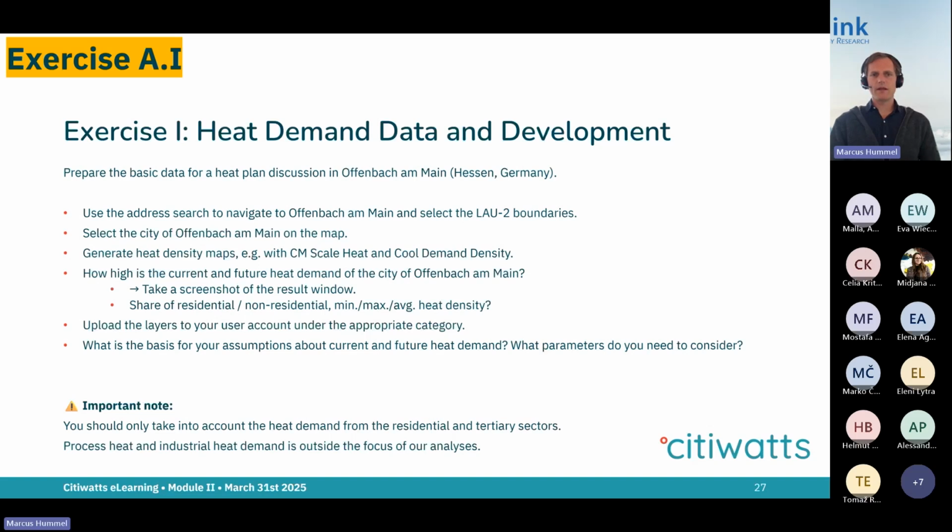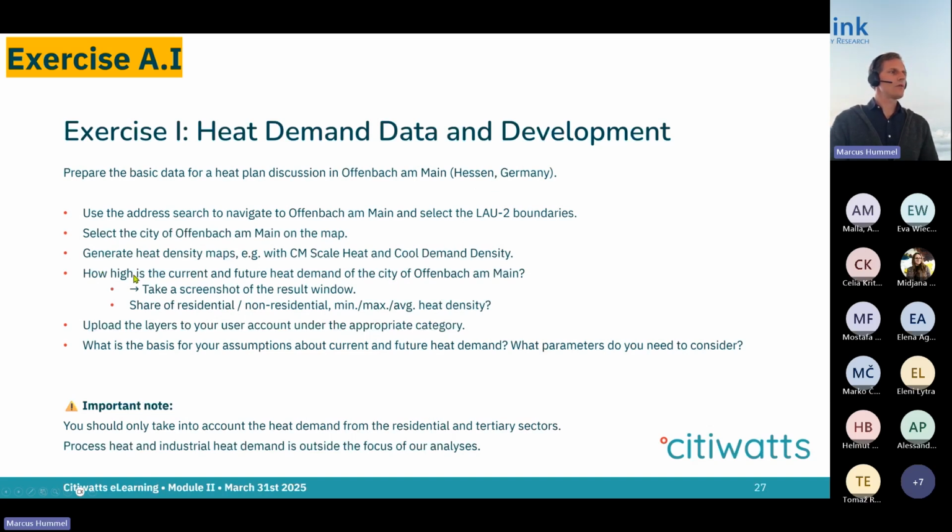So we have prepared data for Germany, for the city of Offenbach am Main, so you can follow that city. That's the primary suggestion, so that you have all the data without the need to adjust a lot. You can directly dive into that. I will do so also when I show now parts in the tool.